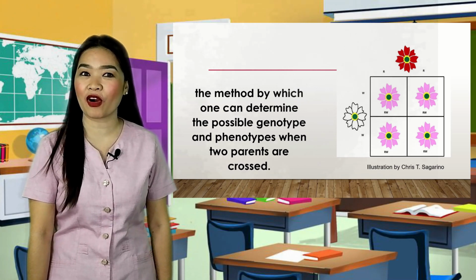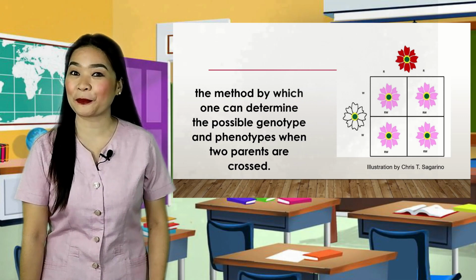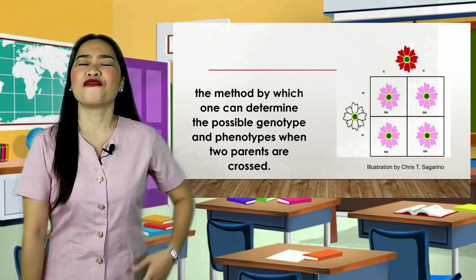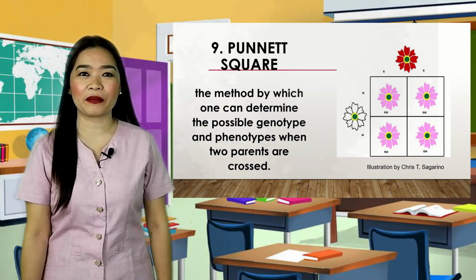two parents are crossed. It's a two-word term. The first word starts with the letter P and the second word starts with the letter S. Very good, learners. The answer is Punnett square.